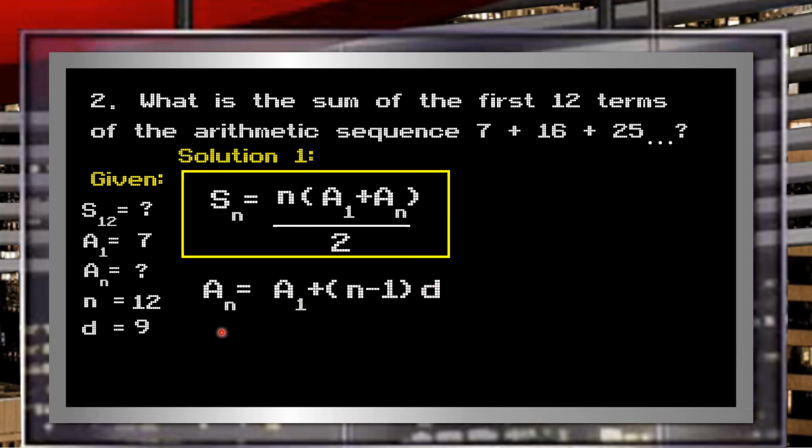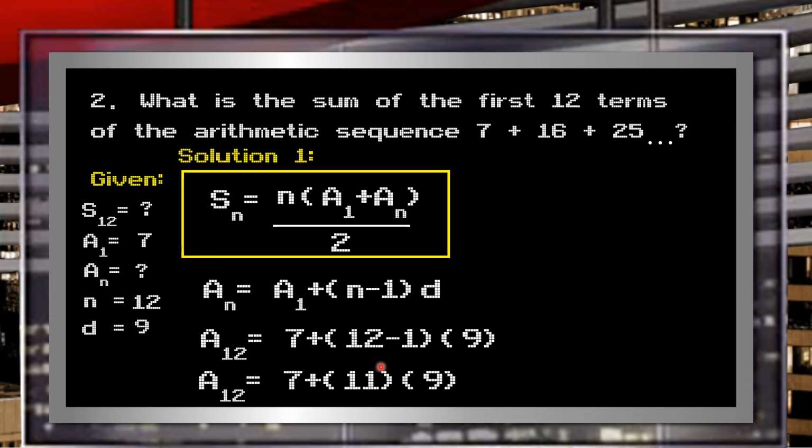Remember na ang formula sa pagkuha ng arithmetic sequence ay a sub n is equal to a sub 1 plus quantity n minus 1 times d. So, palitan natin. A sub 12 is equal to, ang first term ay 7, plus, ang n natin ay 12, minus 1 times d, ang d natin ay 9.